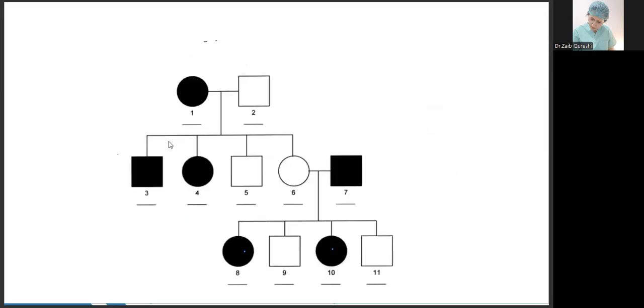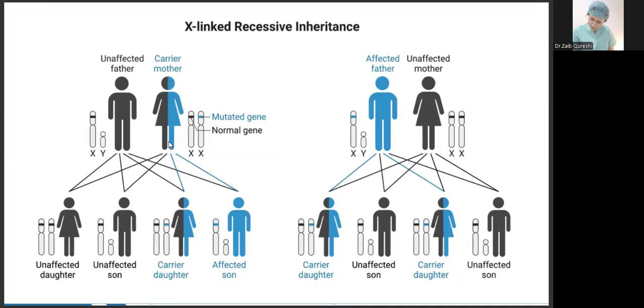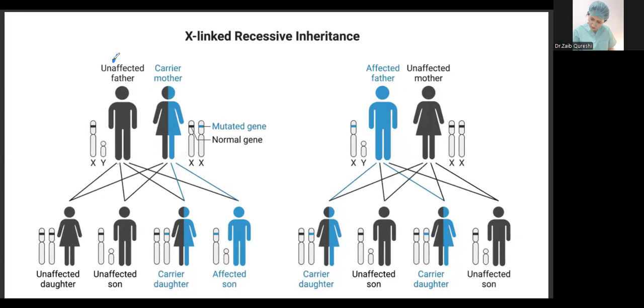Okay, good. Now let's have a look at these X-linked recessive situations. Again, you have an unaffected father having no disease at all and a carrier mother. Mother is giving the X chromosome to the daughters and the sons both. Daughter will become the carrier, as I told you, and son will be affected with the disease.